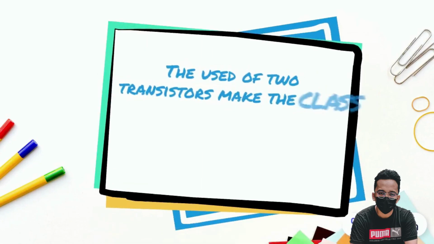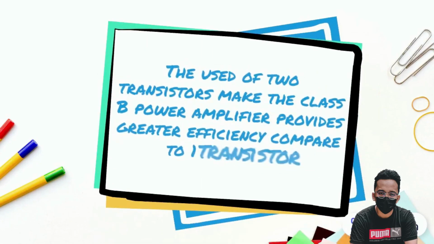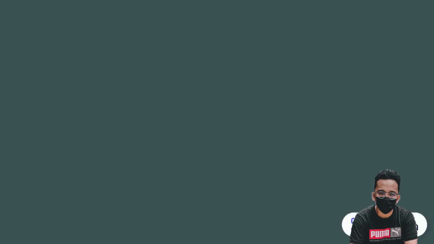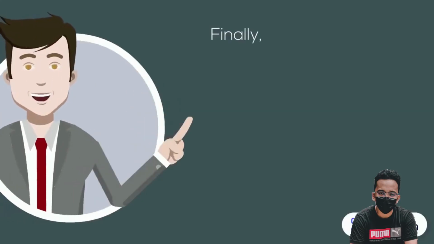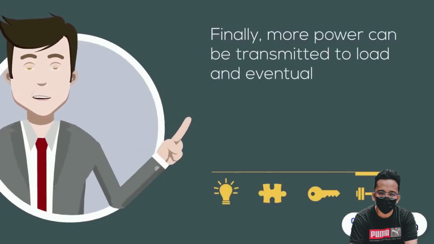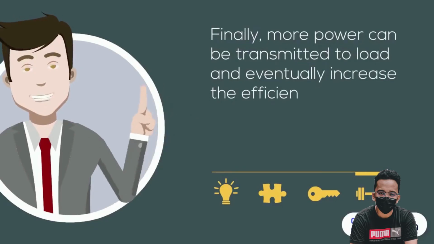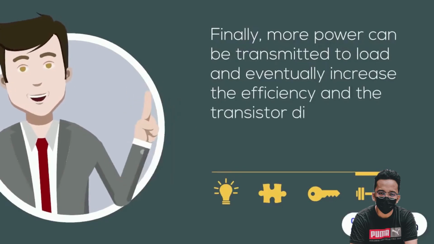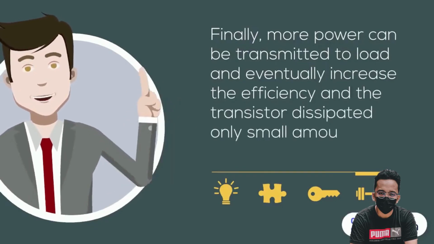The use of two transistors makes the Class B power amplifier provide greater efficiency compared to one transistor. Finally, more power can be transmitted to the load, which eventually increases the efficiency, and the transistors dissipate only a small amount of power.